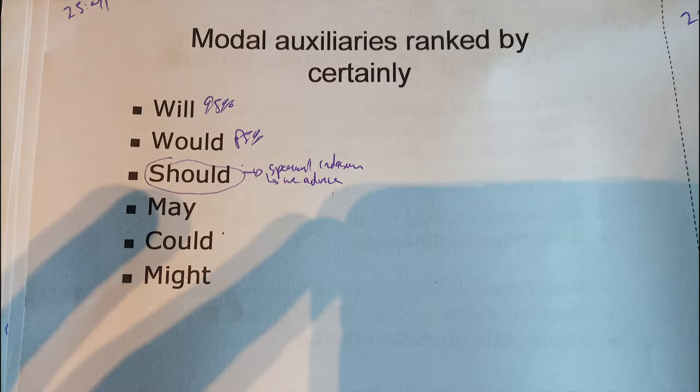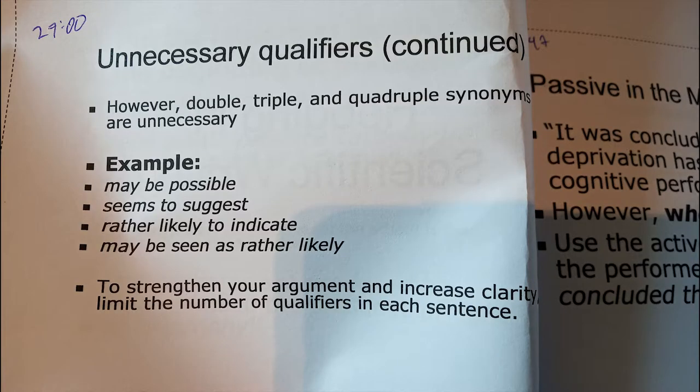Now, the problem is sometimes students will use too many tentative words. And when they use more than one, it looks like we have too much doubt and we know nothing at all. So, maybe, possible. You can say possible or may, but don't say both. Or seems to suggest. Seems to or suggest, but not both.